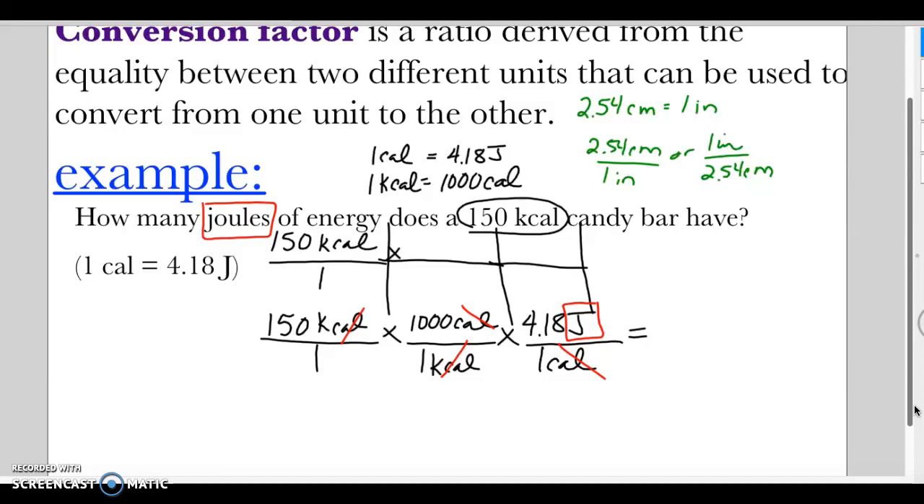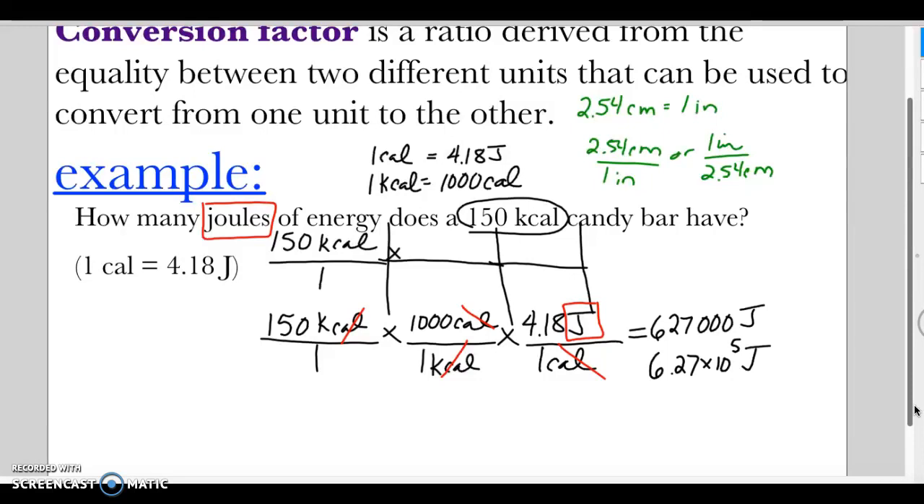Let me do that with you. 150 times 1,000 times 4.18. Our answer would be 627,000 joules. You can also write that in scientific notation, 6.27 times 10 to the 5th joules.